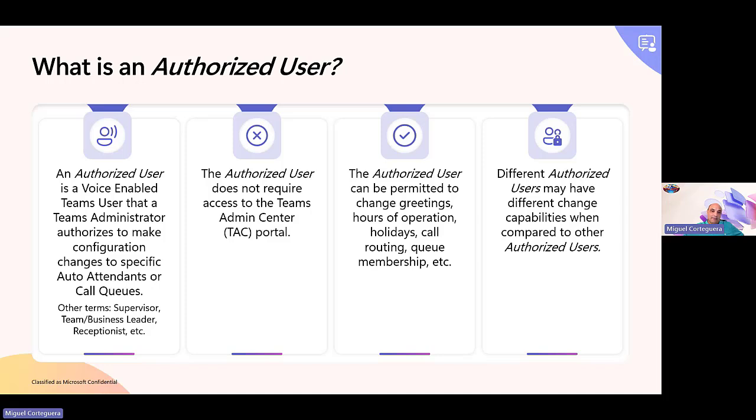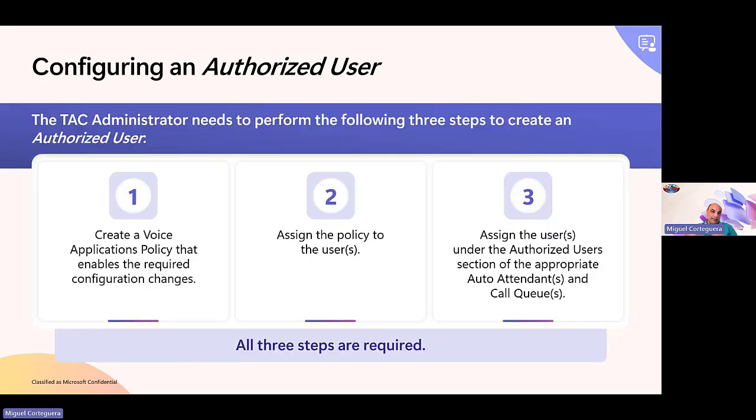So the three key steps to setting up these authorized users is to create that voice application policy. That's what you saw in the video. Then you assign a policy to the user. So that binds those permissions to the user. And then you take that user, and in your queues and in your auto attendant, you make those users authorized for that queue or auto attendant, and that binds the two together. So now I'm authorized for this particular call queue and auto attendant, and I have the permissions in my policy, and that's what I'm able to do.